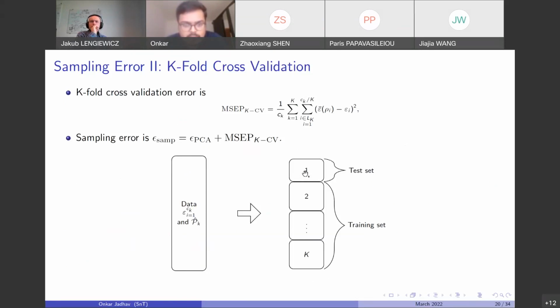Now I keep my first fold as a test set and the remaining folds as a training set. I keep on repeating this process for k iterations. Finally, the mean square error of prediction is calculated by taking the average of errors over these k folds. And then the total sampling error is our projection error plus the mean square error of prediction.